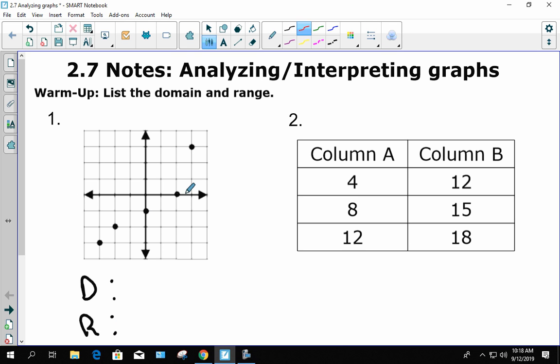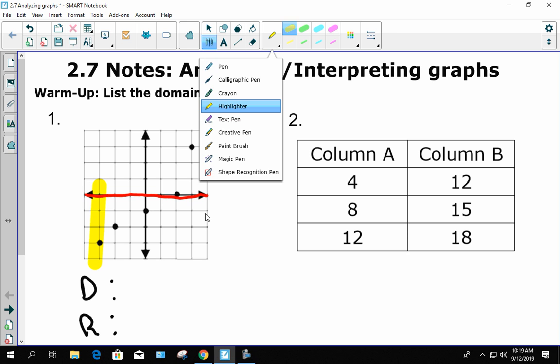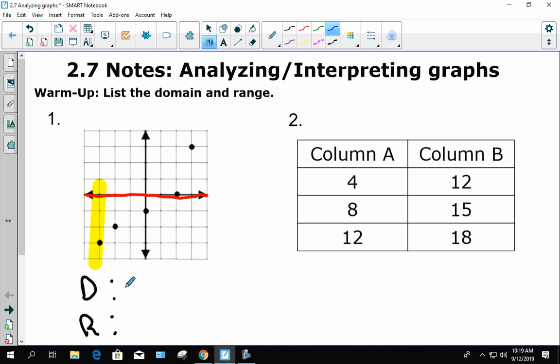So I'm going to go across my domain, which is my x-axis. This is my domain right here. I'm going to use a highlighter. So my first point is here, and that is negative 1, 2, 3. So I write negative 3. My next one is right here, and that is negative 2.